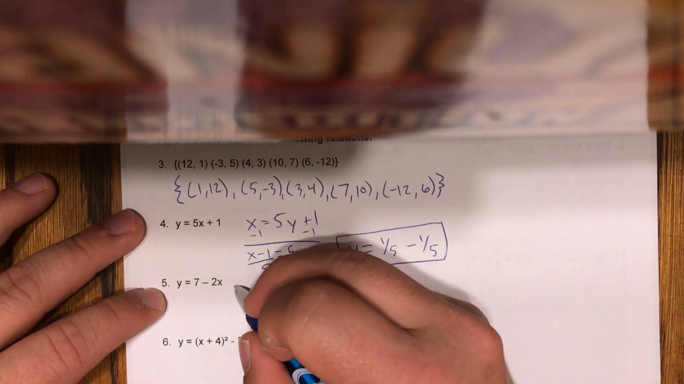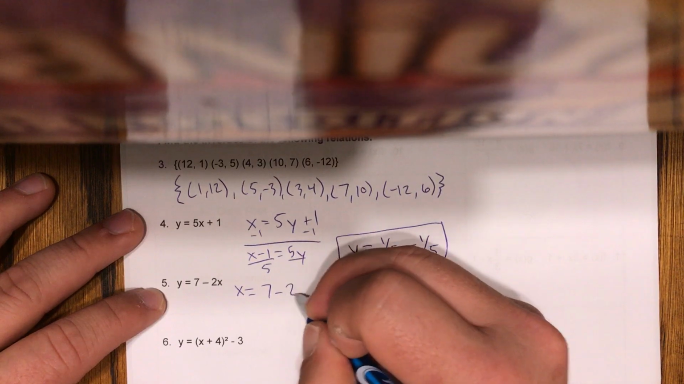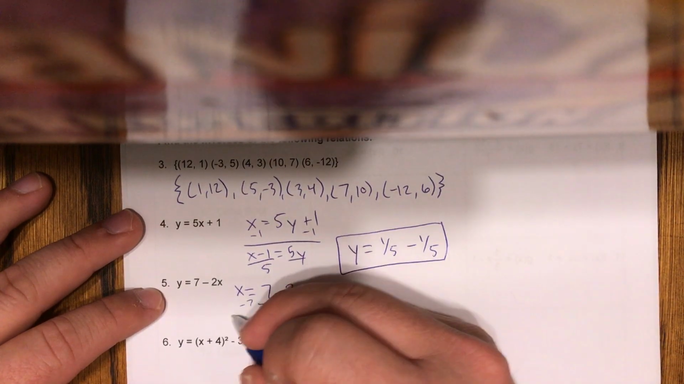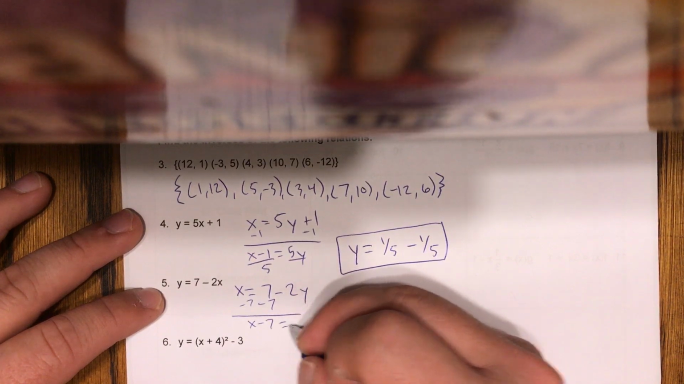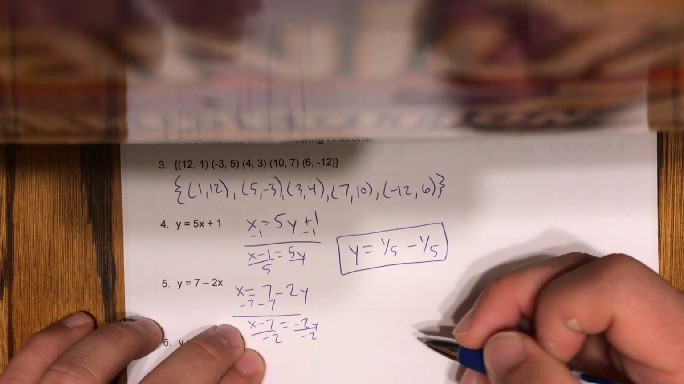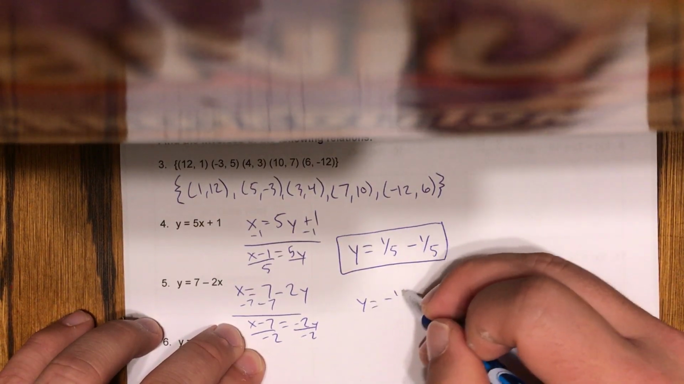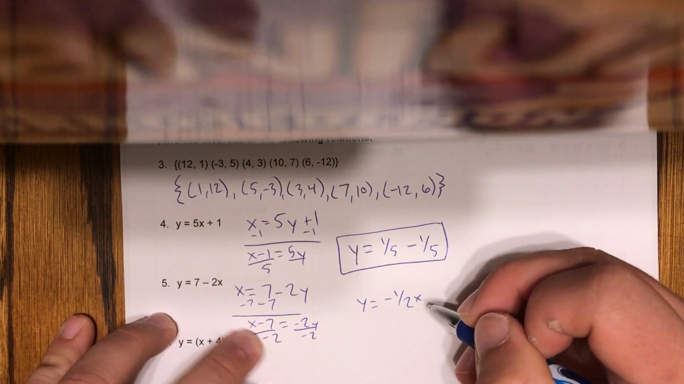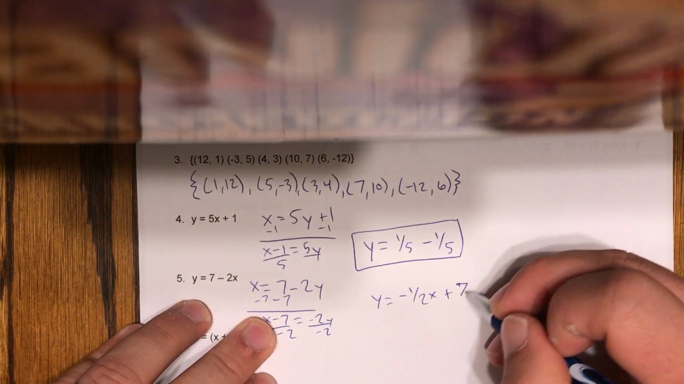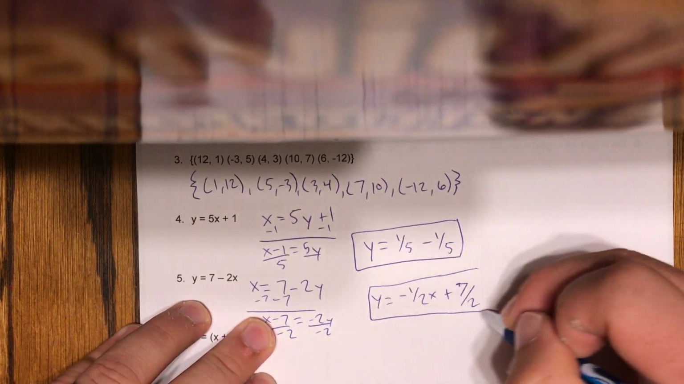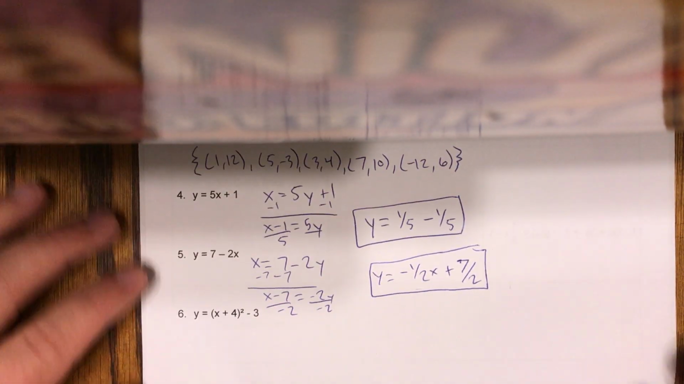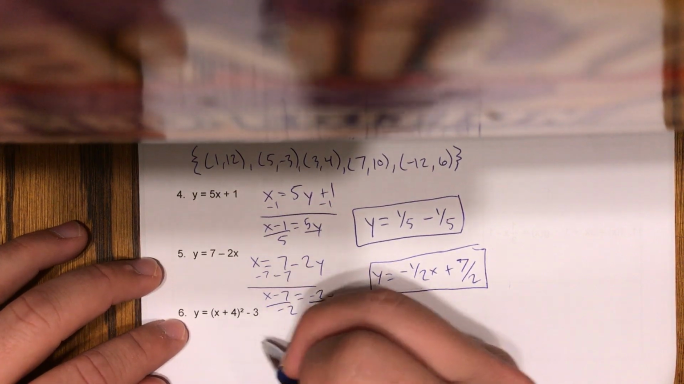Again, we're going to switch our x and y, so x equals 7 minus 2y. And now we'll solve, so we're going to subtract 7 on both sides. X minus 7 equals negative 2y, and we'll divide everything by negative 2. So this becomes negative 1/2 x, because x divided by negative 2, and then plus 7/2.